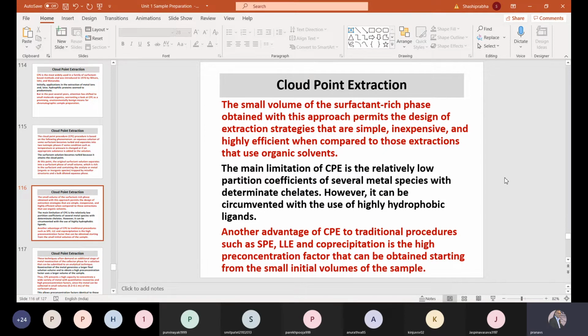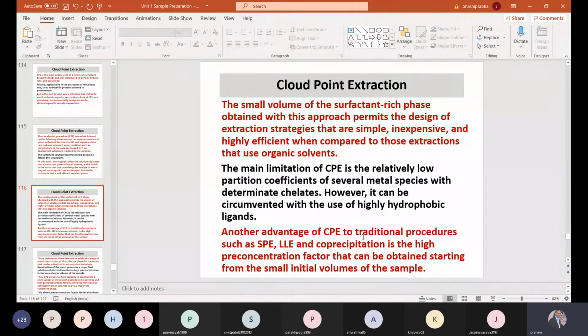The main limitation, however, is the relatively low partition coefficient of several metal species with determinate chelates. मतलब कि क्या होता है कि मेटल आयंस को एक्सट्रैक्ट करना थोड़ा टफ रहता है. तो उसके लिए क्या होता है कि जब हम कॉम्प्लेक्स बनाते हैं उसमें हम कीलेट डालते हैं, मतलब एक कीलेटिंग एजेंट डालते हैं उसी सैंपल के अंदर, तो मेटल से कीलेट बनाएगा. लेकिन कभी कभी वो कीलेट इतना स्टेबल नहीं रहता उस सरफेक्टेंट फेज में, तो उसके लिए हम कुछ डालते हैं जो कि हाइड्रोफोबिक नेचर, so that there is a hydrophobicity created in that system so that the analyte is retained in a distinct phase, अलग phase में.